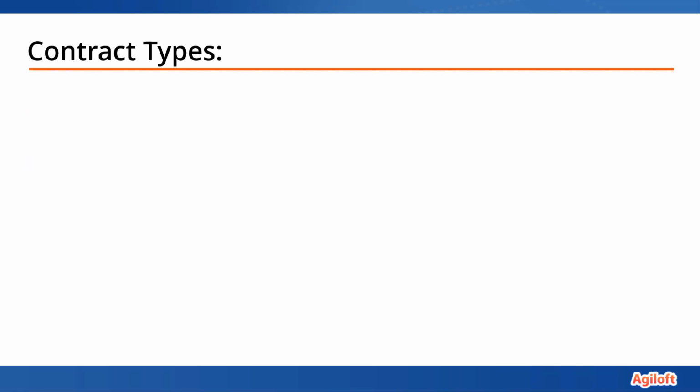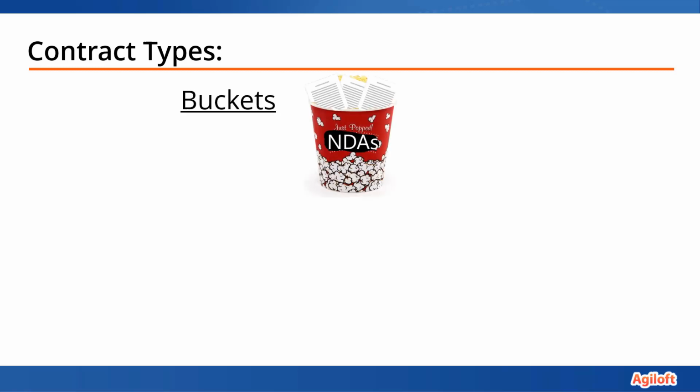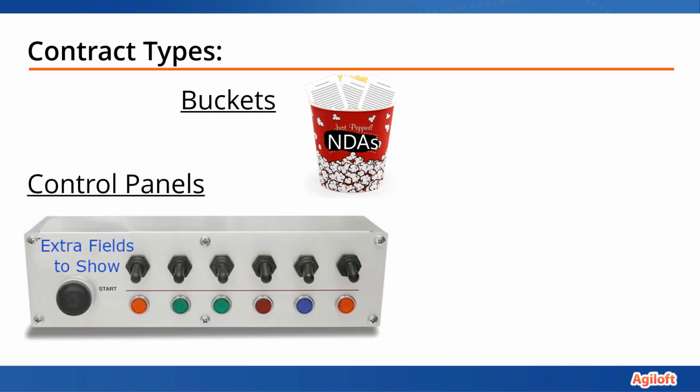In the out-of-the-box system, each contract type serves several functions. One of these is simply to act as a bucket, a grouping of one kind of contract. Contract types can also act as a control panel for the contracts linked to that type, holding choice field values that control fields within the contract itself.